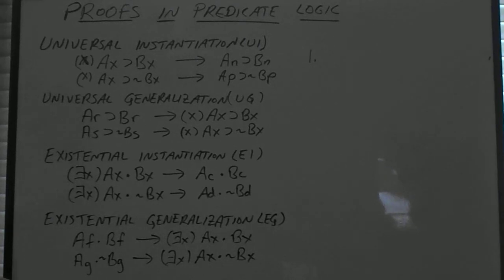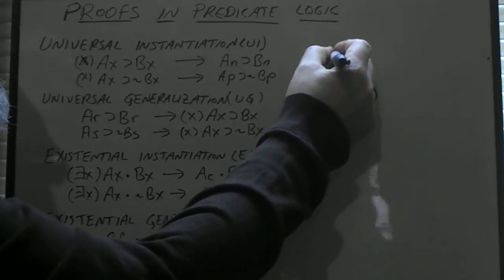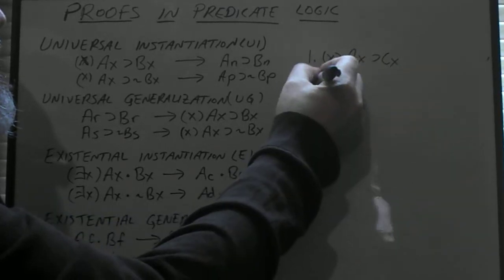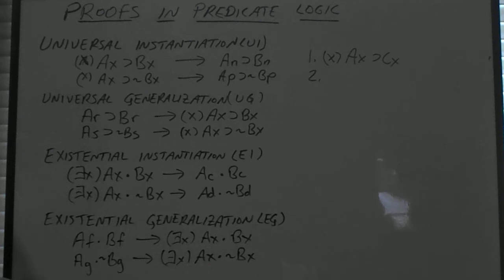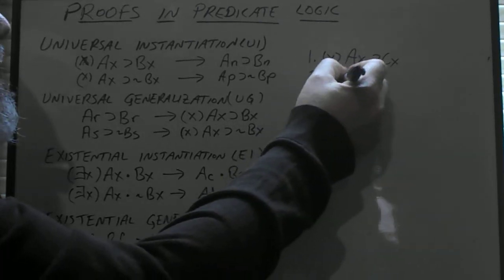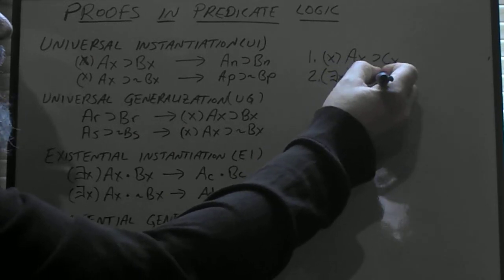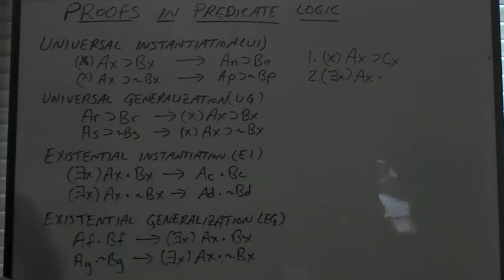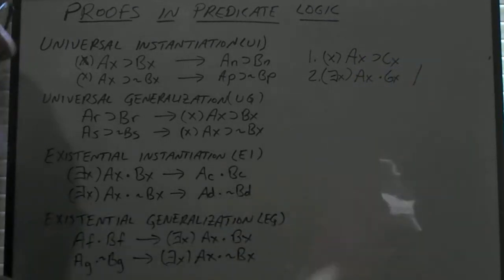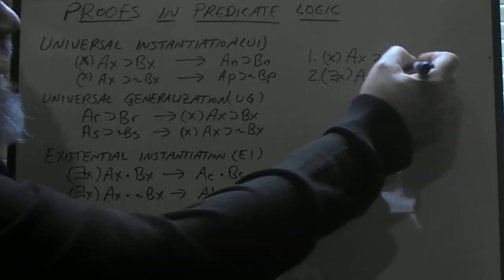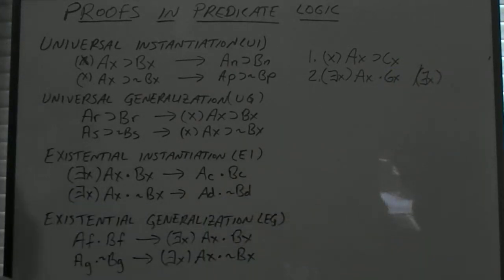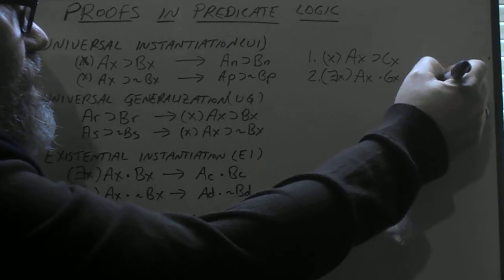For every X, AX, then CX. For number 2, for this particular X, AX and GX. Therefore, for this particular X, GX and CX.